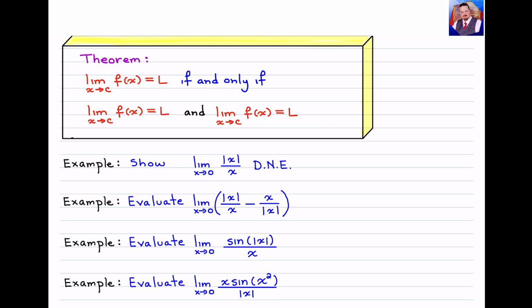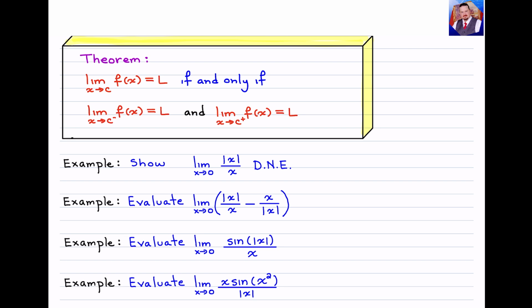Hello, everyone. I'm Professor Sever, and today we're going to investigate this concept of one-sided limits. And here we have our first theorem, which is a characterization of the two-sided limit. What it says is that the two-sided limit, or the full limit, which we know to be two-sided, exists and is the number L if and only if the limit from the left is equal to L and the limit from the right is equal to L.